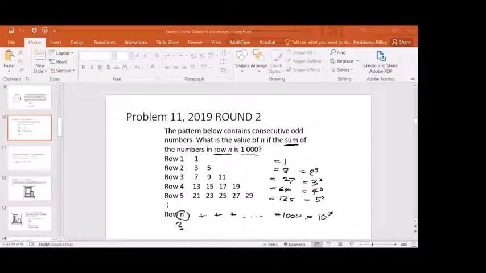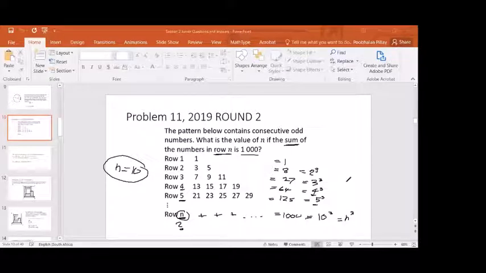So the sum of all the numbers in row 5 is 5 cubed. The sum of all the numbers in row 4 is 4 cubed. Therefore, the sum of all the numbers in row n is n cubed. So that tells me that n is equal to 10. Okay, so there's a natural way of solving this problem, looking for a pattern. And once you find the pattern, which is easy enough, you can solve the problem.